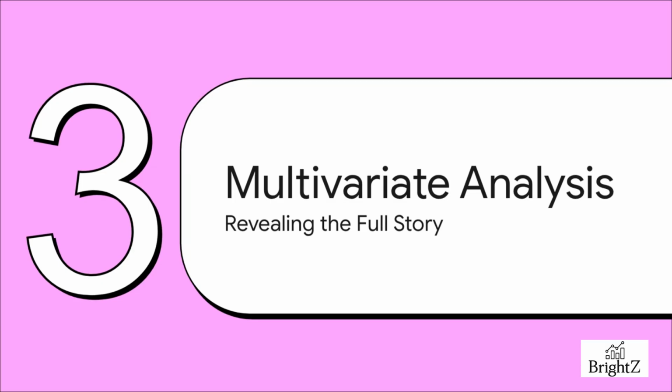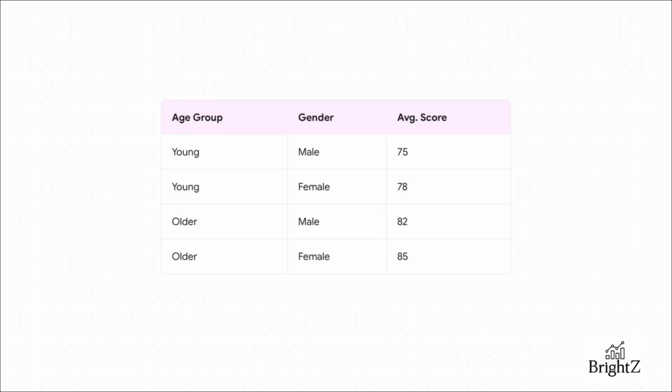Okay, so we've looked at clues by themselves, and we've looked at them in pairs. Now, it's time for the big reveal. Let's zoom out, see the whole picture, and really understand how multiple clues work together to tell the full story. This is where multivariate analysis comes in. It lets us ask much more complex questions. For instance, how do age and gender together influence exam scores?